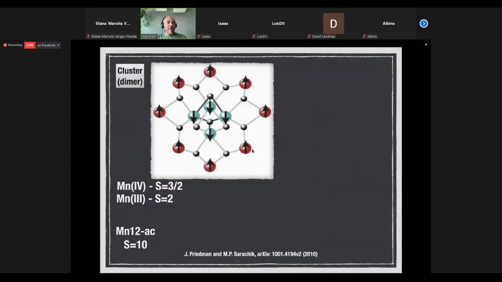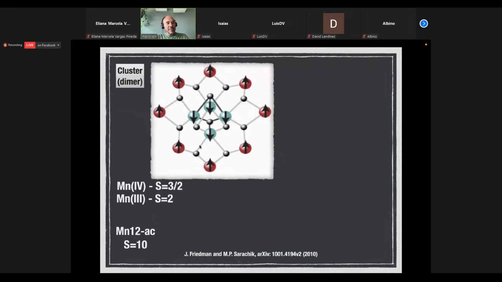We have 12 ions of manganese, 8 ions in this crown here, and 4 inside in a core, 8 with spins up, and 4 with spin down. I'm presenting here only the molecule. The first neighbor molecule does not interact magnetically, as I said, with this one. All of this magnetic description came from this molecule.